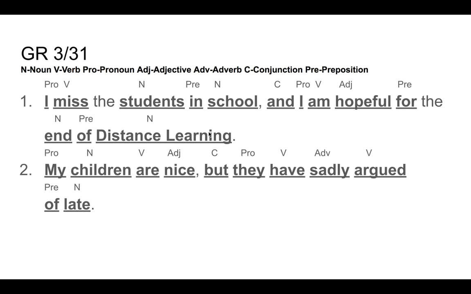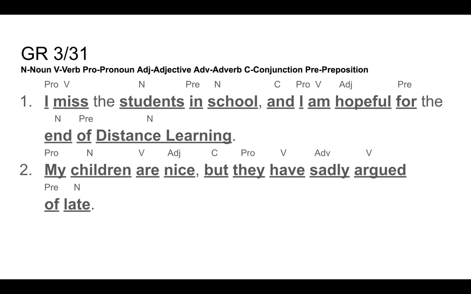Number two: my children are nice, but they have sadly argued of late. My is a pronoun. Children is my noun. Are is a verb, a linking verb, and then nice is my adjective, right? But they have sadly argued of late. But they argued of late. They have argued of late, right? So but is my conjunction, connecting my two groups of words here.